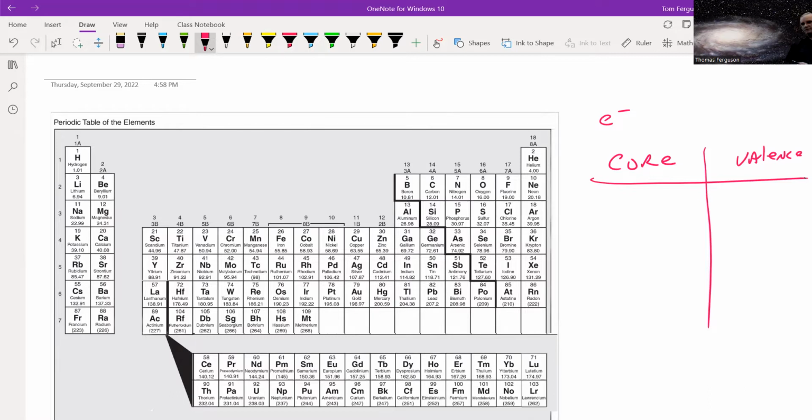Okay, valence only. So for example, we looked at sodium. Sodium has 11 electrons in total. Some are core, some are valence. To count valence, you just start from the left on the row it's on and count over. So how many do we count over for sodium? 1. That means it has 1 valence electron. The remaining electrons are core.